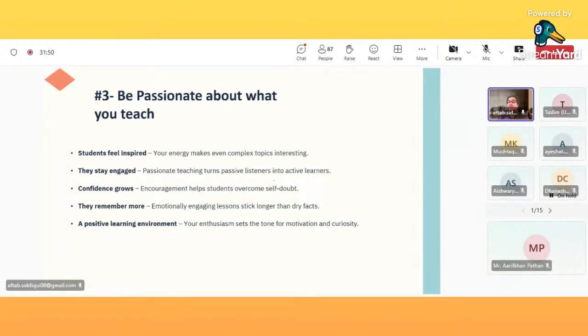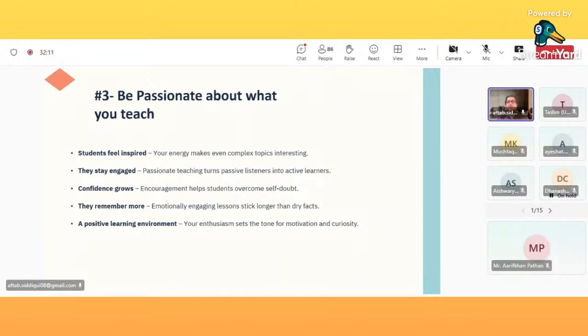On the other side, if your concept is very good, a very new or interesting thing, but you present it in a dull, robotic way, it will disinterest the students. They won't get connected. So you need to be very passionate about what you teach.